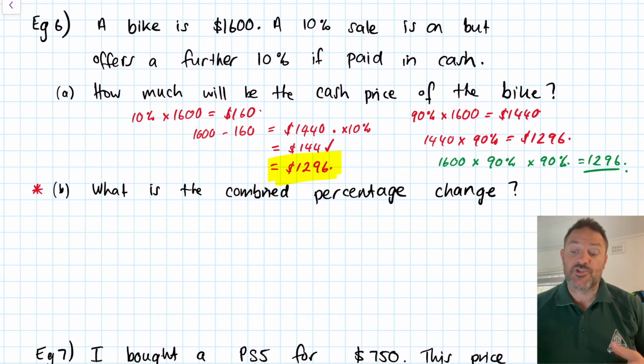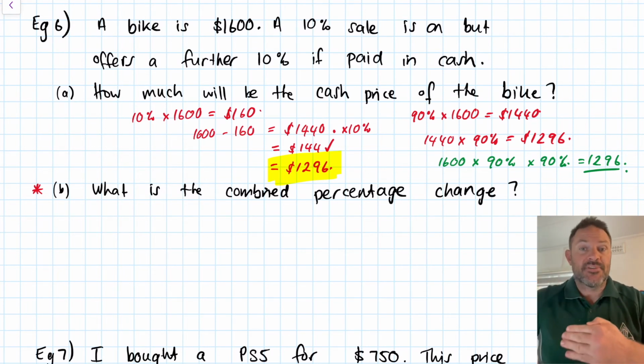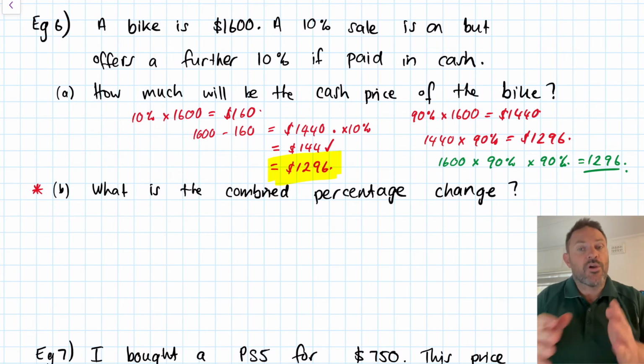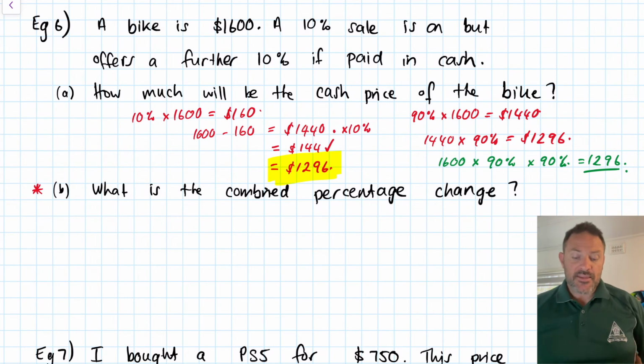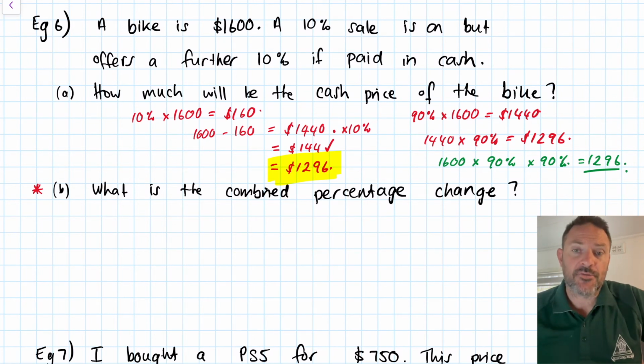You'll notice if you found 20% of $1,600, it would not have been the same answer and would have been incorrect. So be very careful when we start combining multiple percentages or multiple discounts. We've got to do each one individually before we do the final answer. Now, the next part is more of a 5.3 question.